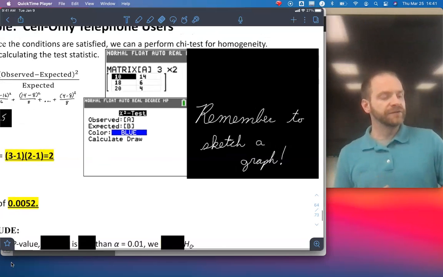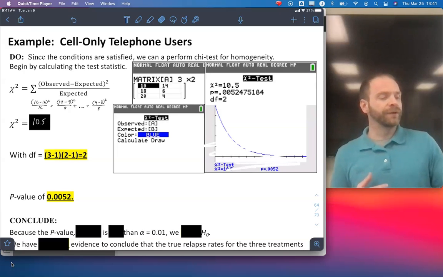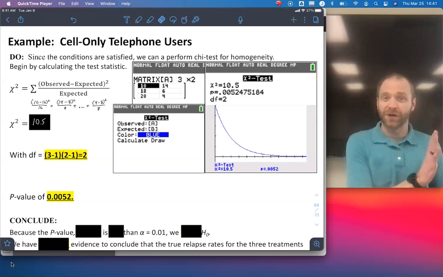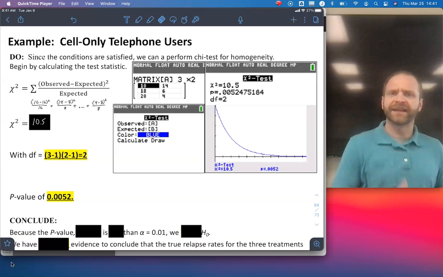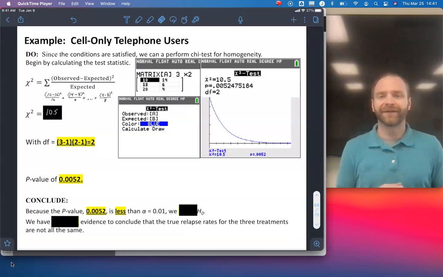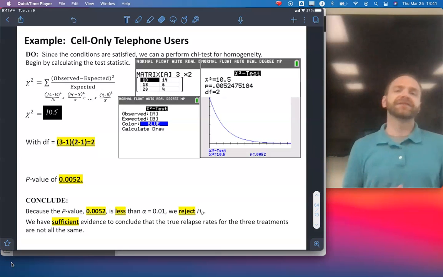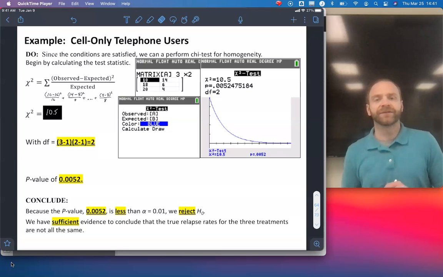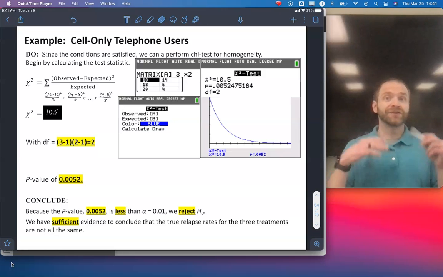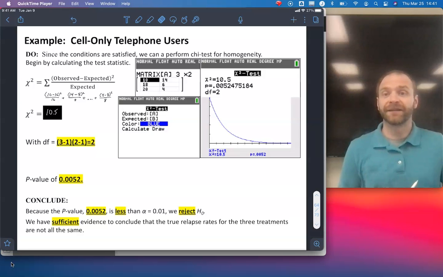Now, remember to sketch a graph. So I could even use that and do a quick sketch of the graph. And if I look at that, notice what I have here. I can see it's a right skewed graph, and I can see it's going to be way over in that tail. What does that mean if it's way over in that tail? Well, our p-value of 0.0052 is less than our alpha level, which means we reject the null and we conclude the alternative, which means we have sufficient evidence to conclude that the true relapse rates for the 3 treatments are not all the same. So a lot of it is the plan step, and then you have to know how to use your calculator when it comes to the other parts, with the chi-square statistic and finding the p-value.